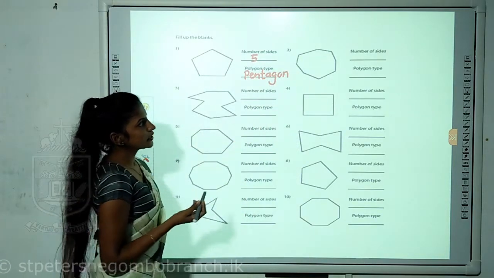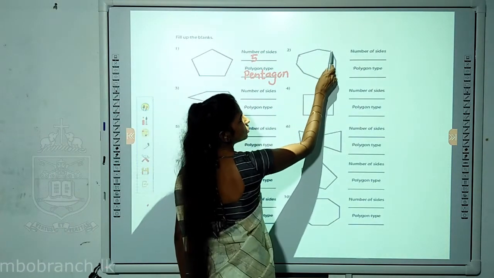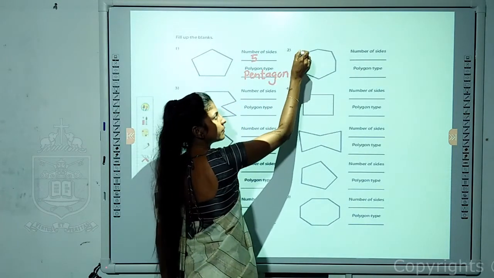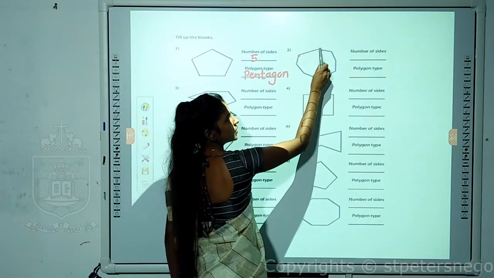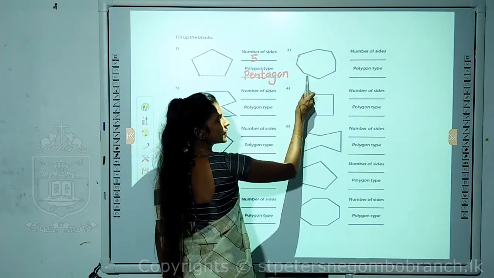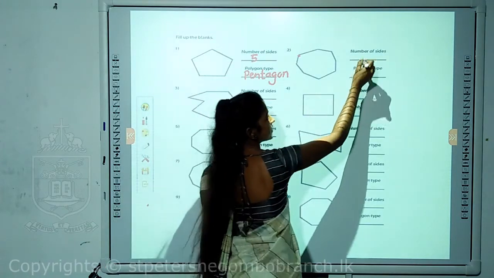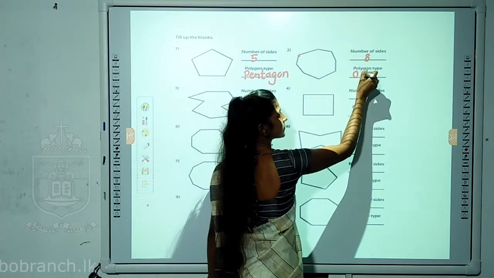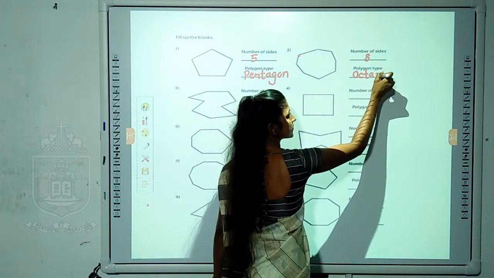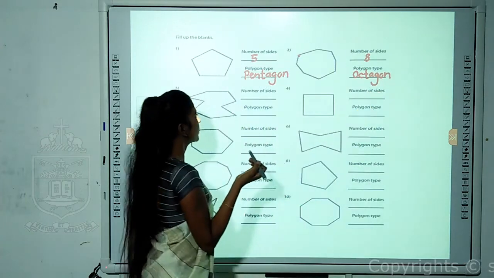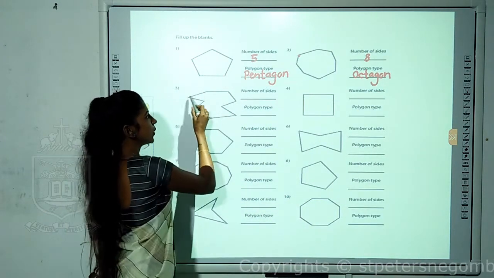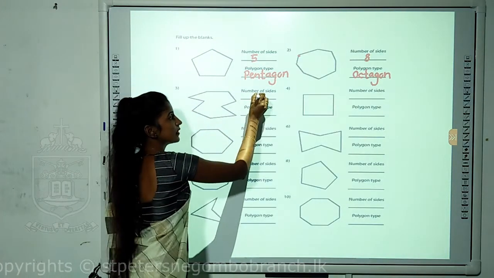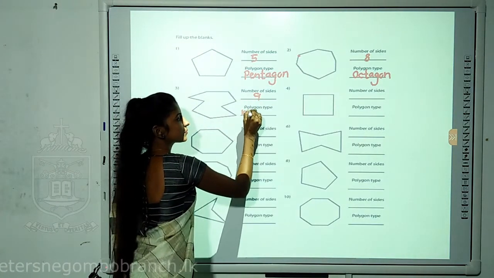Right. Second figure you all can see. Let's count. 1, 2, 3, 4, 5, 6, 7, 8. Start from one vertex. Okay, then you have to count 1, 2, 3, 4, 5, 6, 7, 8. So, if it is having 8 sides, we give the special name, that is what? Octagon. Okay. Third one, again have to count: 1, 2, 3, 4, 5, 6, 7, 8, 9. So, what's the special name? That is a nonagon.